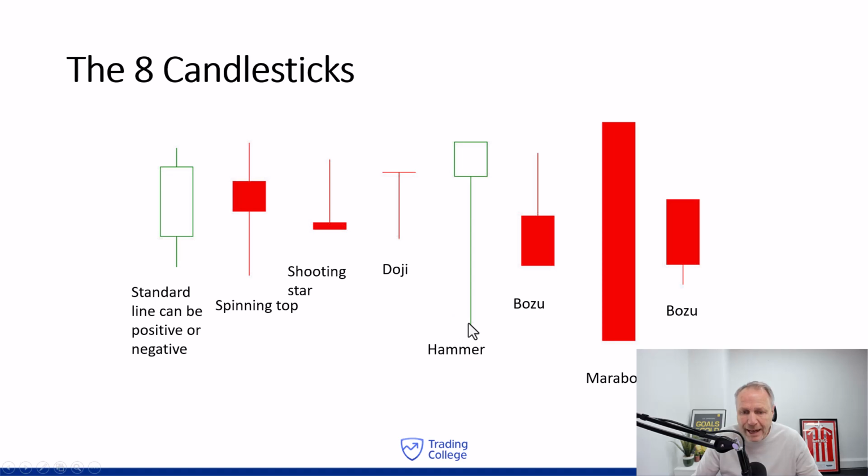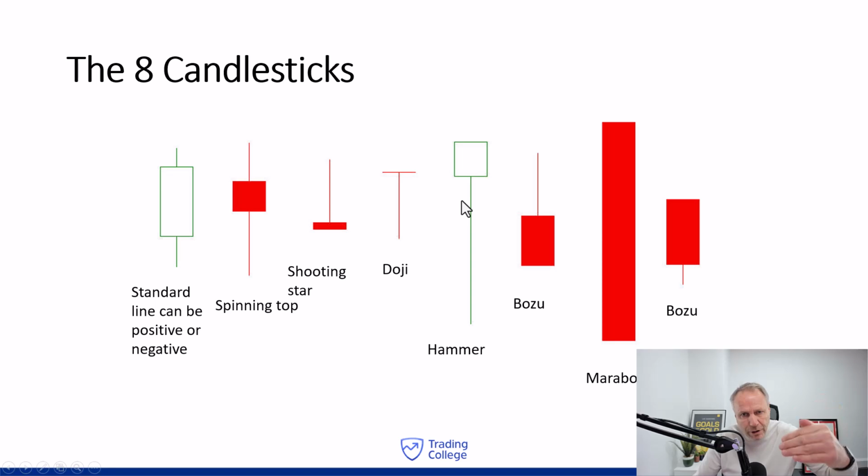Okay, this one is the hammer. Hammers, people get this wrong a lot. Hammers are at the bottom of trends. Inverted hammers are in the middle of trends, and there are all sorts of other types that are not really important so much for this slide and presentation. But the hammer is at the low.